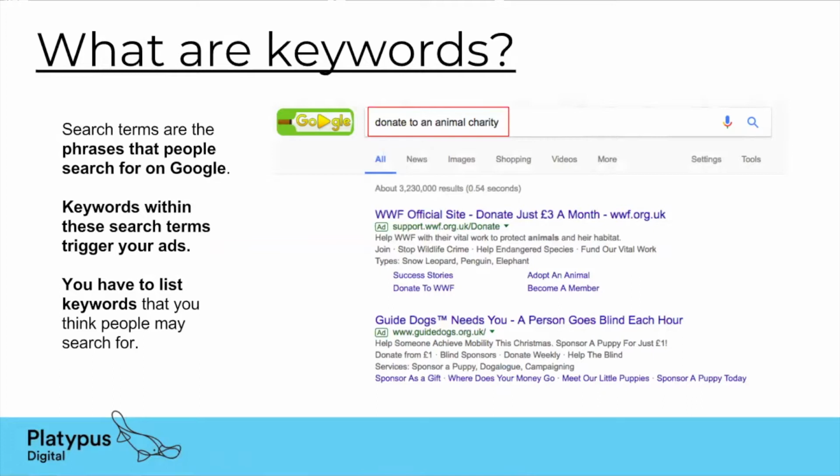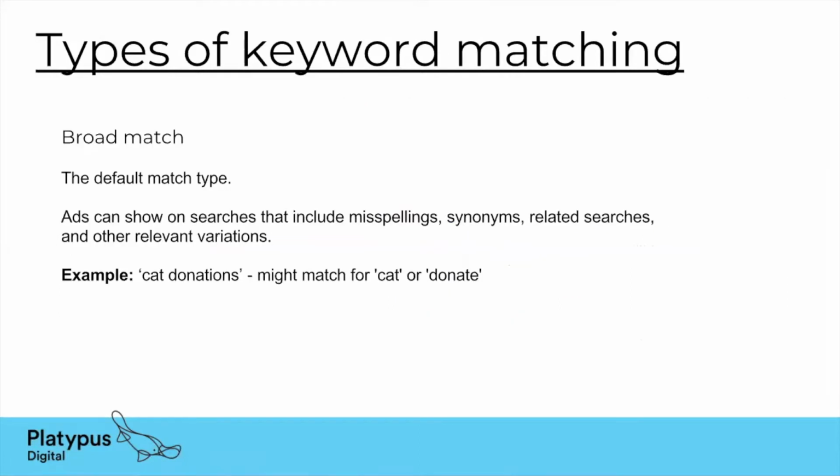Now, you don't have to think of absolutely everything that people might search for, because AdWords has a clever way of making suggestions to you of new keywords that you might want to think of. But you definitely have to start off with a nice long list of things that you think are going to be terms that people might search for. There's different types of keyword matching that you can do as well. So there's what's known as broad match. That's the default match type. That means that ads can show on searches that include misspellings, synonyms, related searches, and other relevant variations.